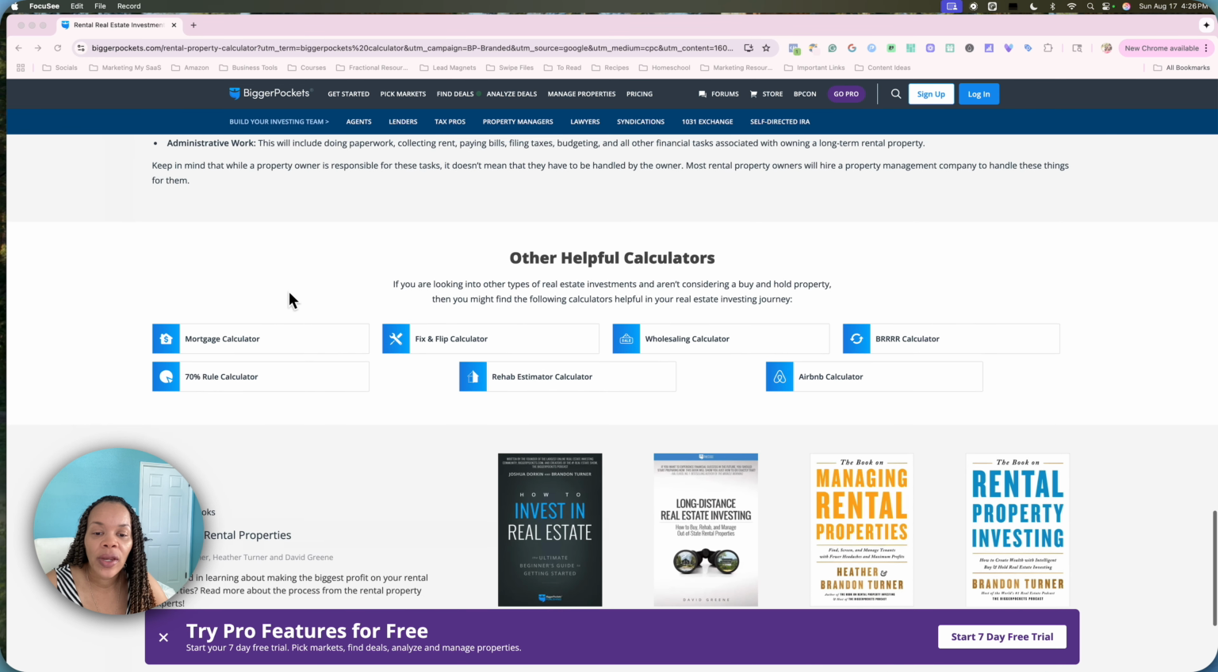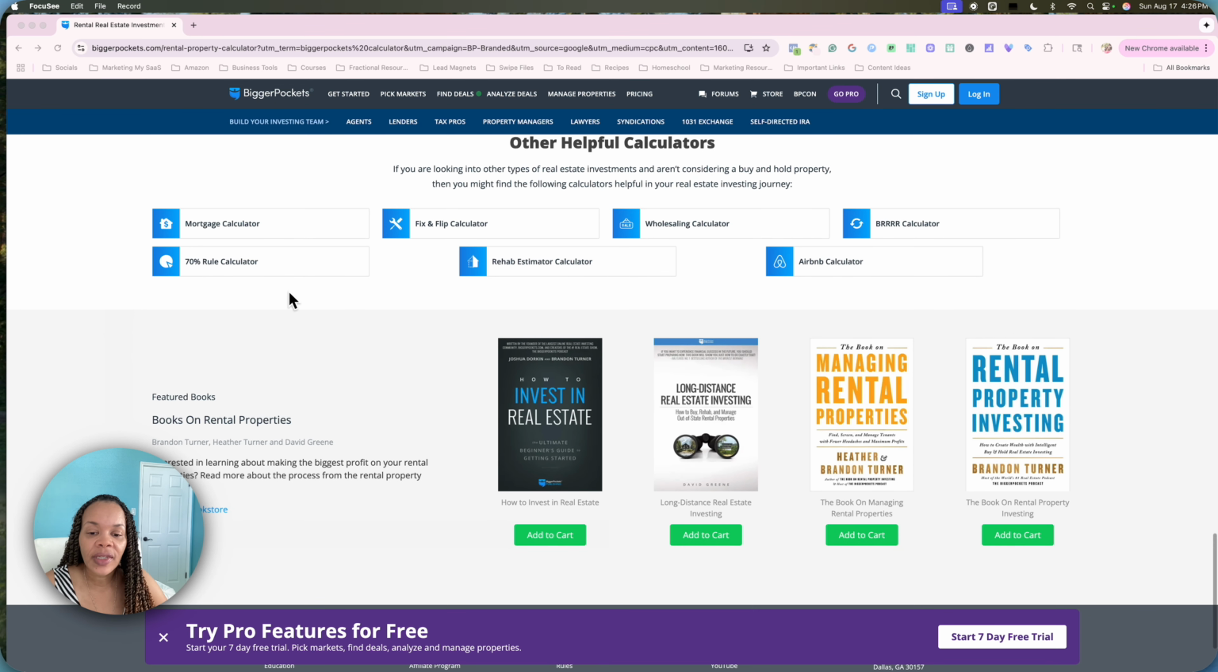Okay, so now we are down here. So I told you that BiggerPockets was a pretty big online community. So they have a lot of other calculators here. Okay, so this is good. This is kind of like the HubSpot lead magnet teardown I did a few weeks ago, where they had different types of tools. You can most definitely add in more than one tool.